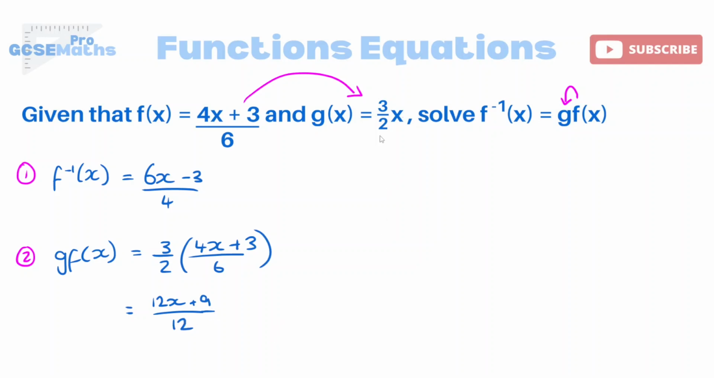Okay, cool, so now let's put them into the equation they've given us. Well, they've just said again that they're equal to each other. So (6x minus 3) over 4 is my inverse function, which equals (12x plus 9) over 12, which was my composite function. And now we're leaving behind functions, we're looking at algebraic fractions, aren't we? This is just algebraic fractions.